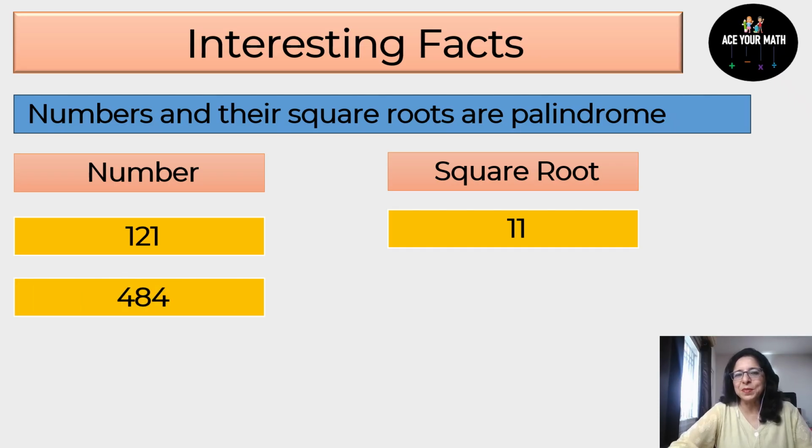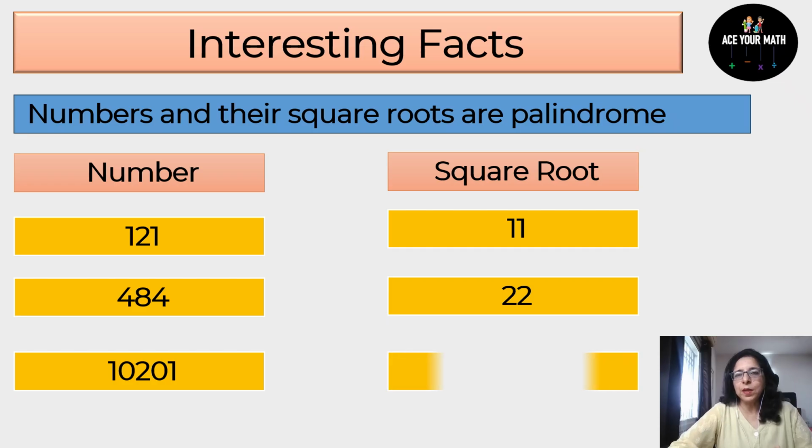There are many such numbers. Try one more: 484. If you read 484 even after you reverse it, it will remain the same, and its square root is 22. So both 484 and 22 are palindromes. 10201, the square root is 101. Both are palindromes. So such interesting things are also there in squares and square roots. And there are many such numbers like this.